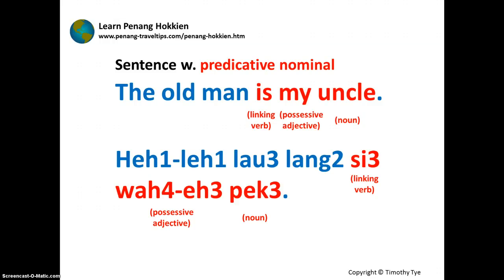Now let's do a sentence with a predicative nominal. The old man is my uncle. In Penang Hokkien, hele lao lang si wa e pet. Now the linking verb appears in Penang Hokkien. Where you have a noun, as in this case, wa e pet, which is my uncle, we need to put the linking verb in. And it looks almost exactly the same as in English, but in the other way around. In English it's is, in Penang Hokkien it's si. So it reads as hele lao lang si wa e pet.